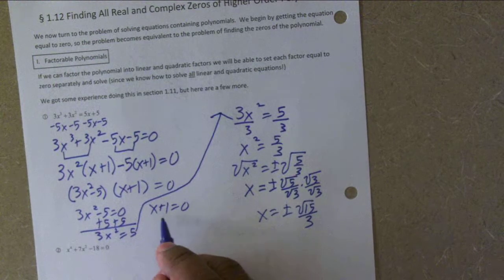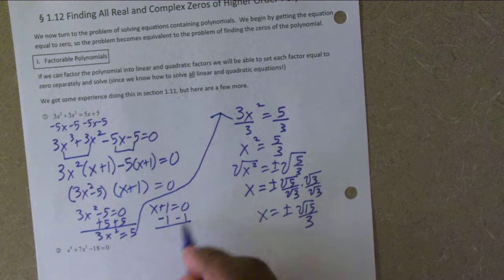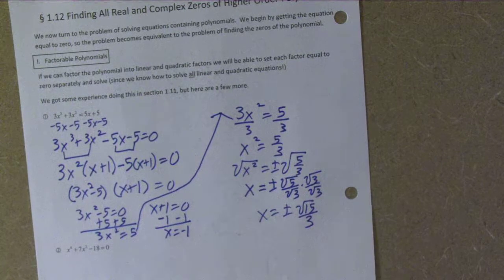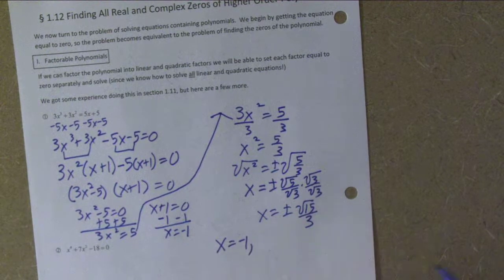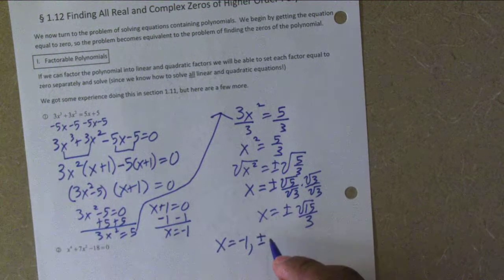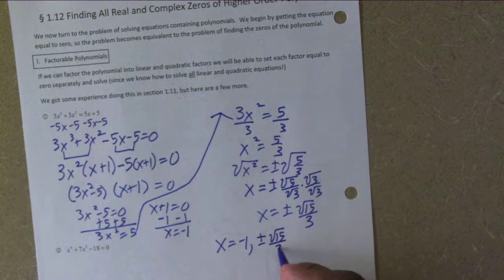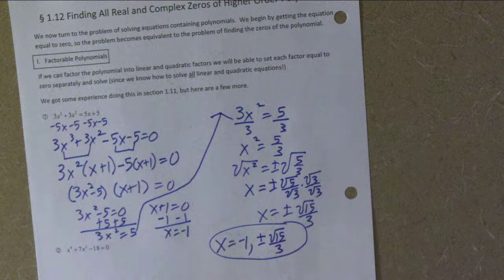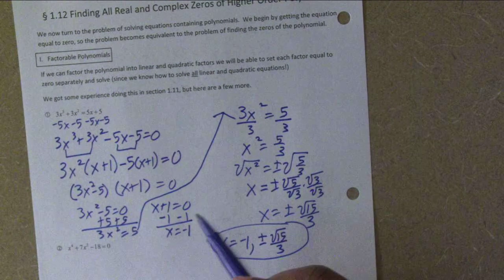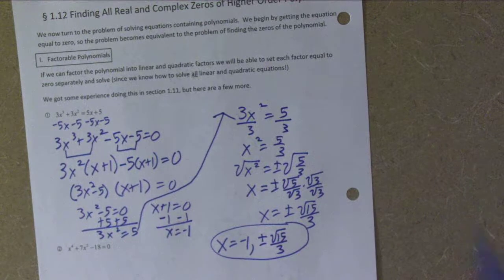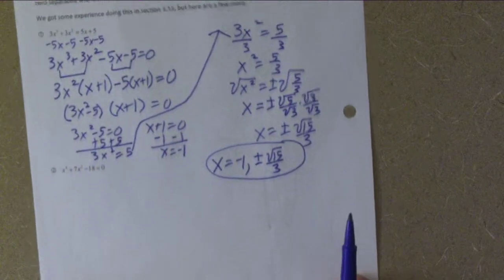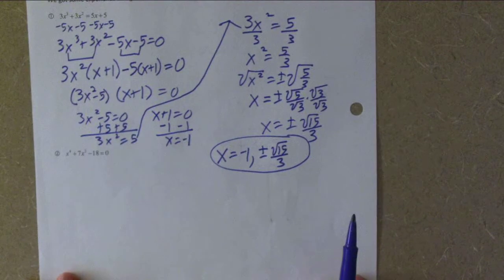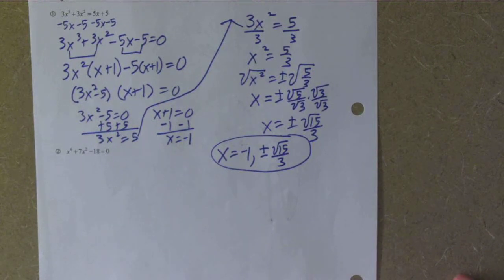The second equation, we would subtract 1 on both sides, and x equals negative 1. So our zeros would be x equals negative 1, comma, positive or negative, square root of 15 all over 3. So in this case, we have 3 answers, and our degree is 3. So we are in line with our degree. Were there any questions from problem number 1?